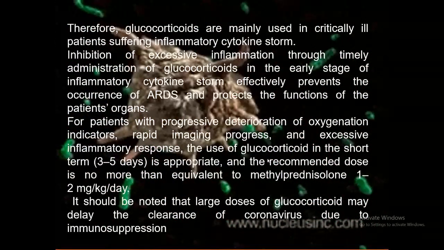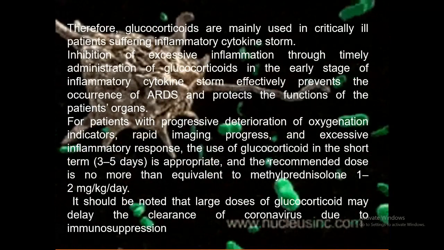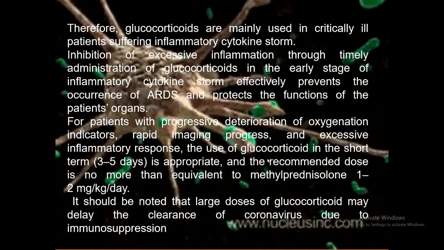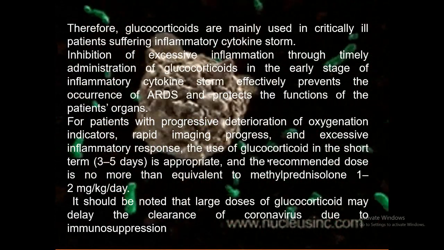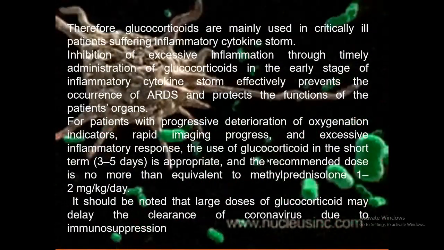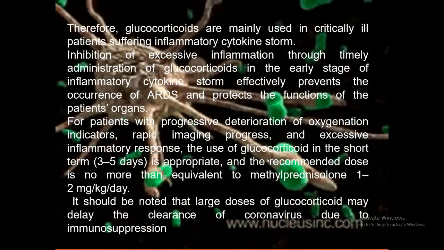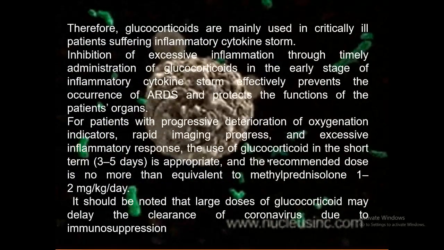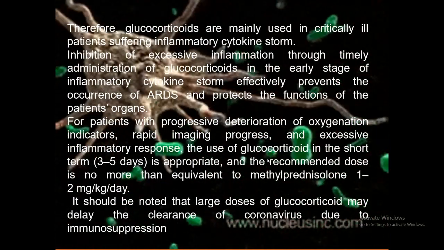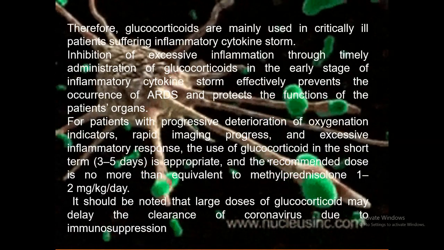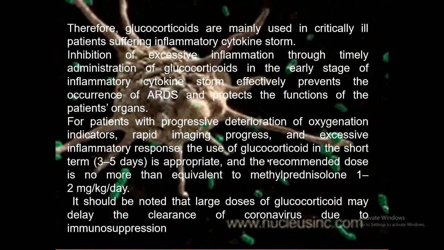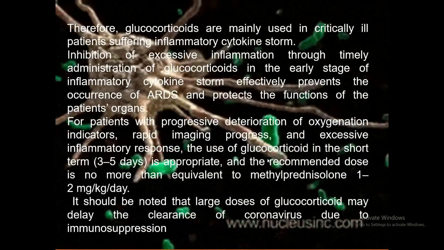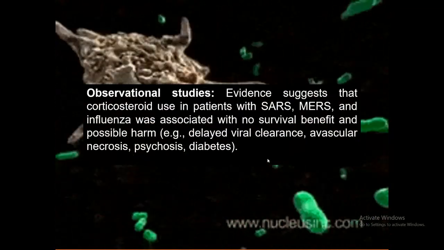For patients with progressive deterioration of oxygenation, rapid imaging progress, and excessive inflammatory response, use steroid for a short time, 3 to 5 days, at a dose of 1 to 2 milligram per kg per day. It should be noted that this is what we recommend in severely affected patients: a small dose for a short time, 3 to 5 days, to avoid complications and viral replication. It should be known that a large dose of glucocorticoid may delay the clearance of coronavirus due to immunosuppression.